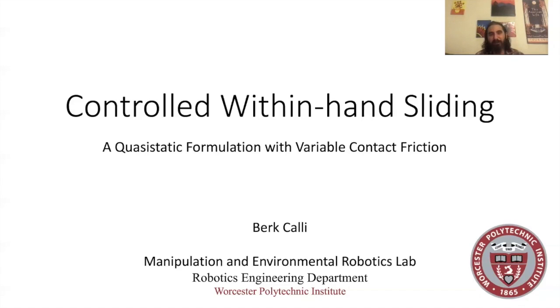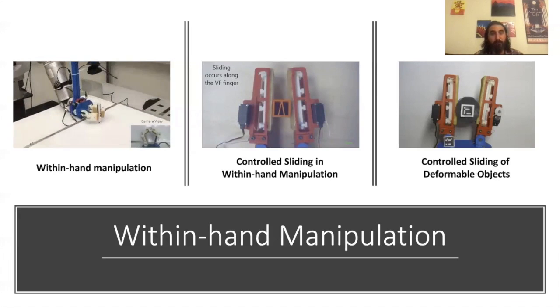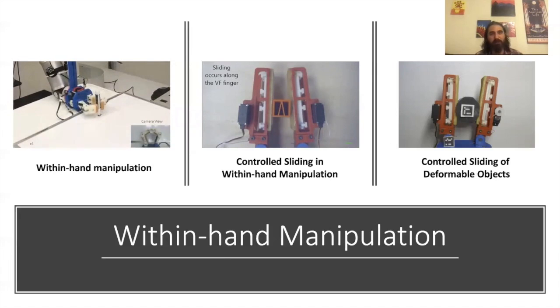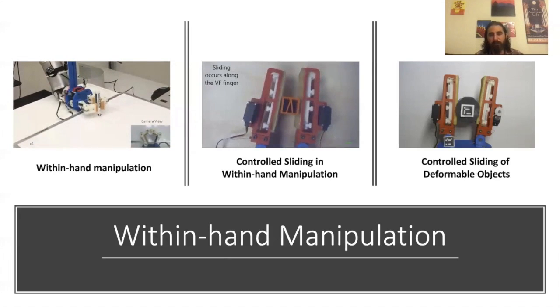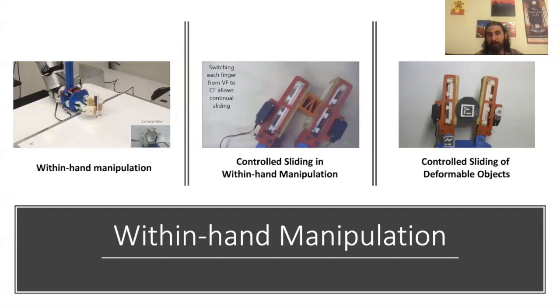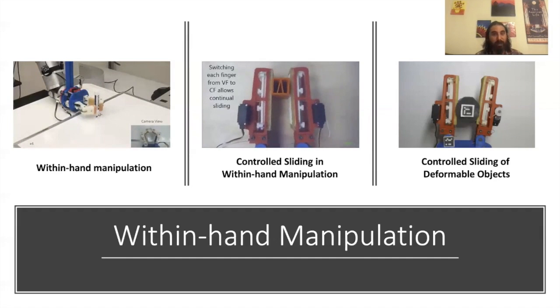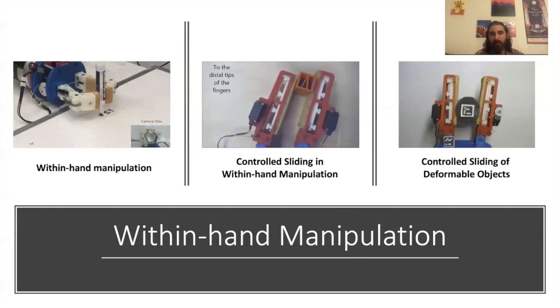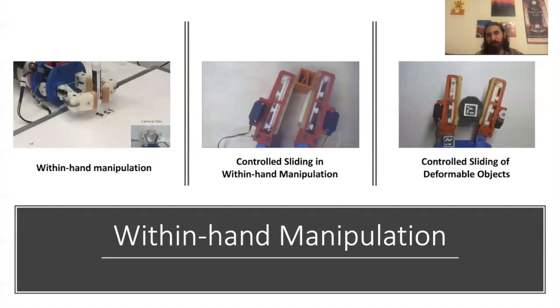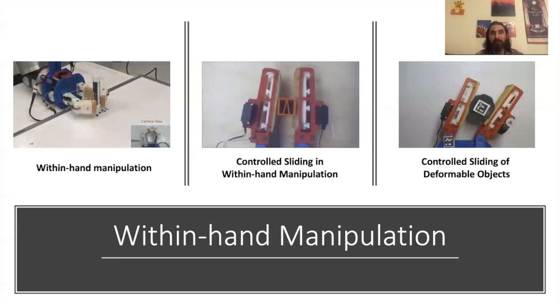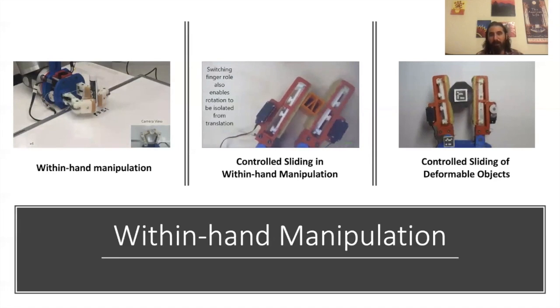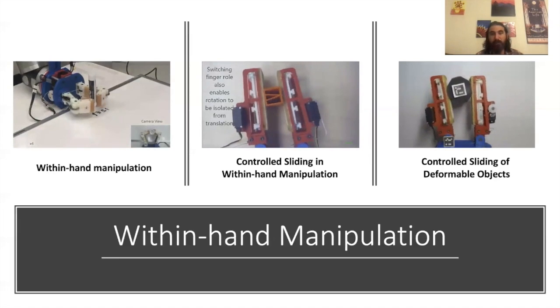In this presentation, I will talk about how to achieve controlled sliding for within-hand manipulation, and in particular our variable friction design and our quasi-static formulation for within-hand sliding. First of all, I will start with our prior framework that allowed us to achieve successful within-hand manipulation. Then I will move on to our variable friction hand design that allows us to reliably and easily achieve within-hand sliding. Third, I will talk about how this approach can be applied to deformable objects and some very recent observations that we have about controlled sliding of deformable objects.